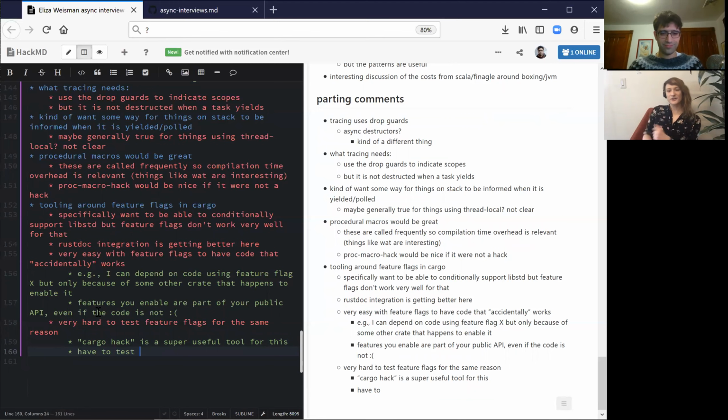So there's all of this stuff around feature flags, visibility of feature flags to users, and maintainability of crates that have a large number of feature flags, that I think would be good to continue exploring and investing in.